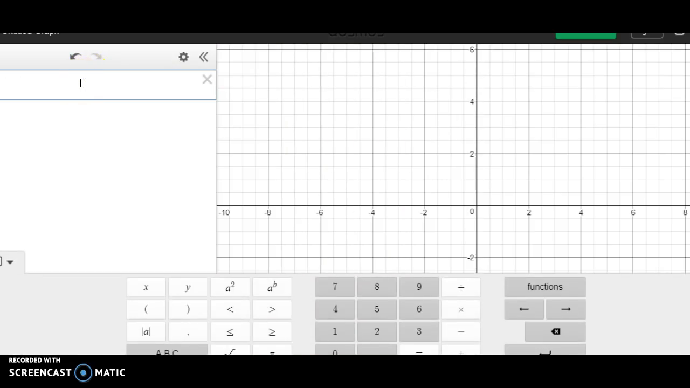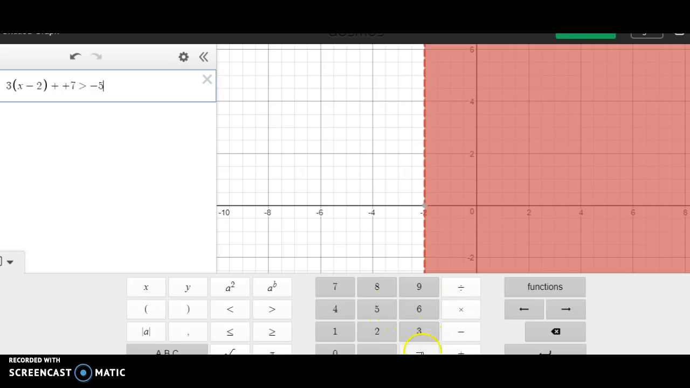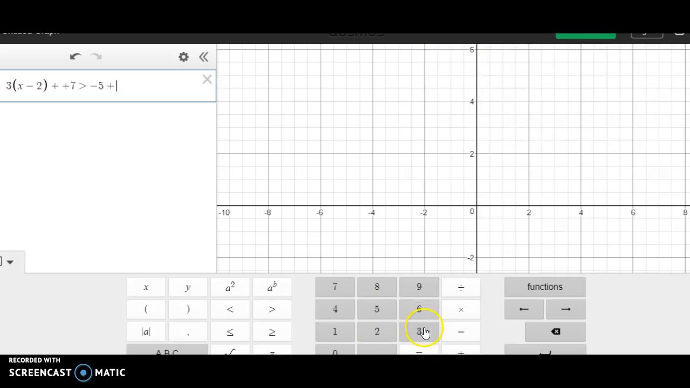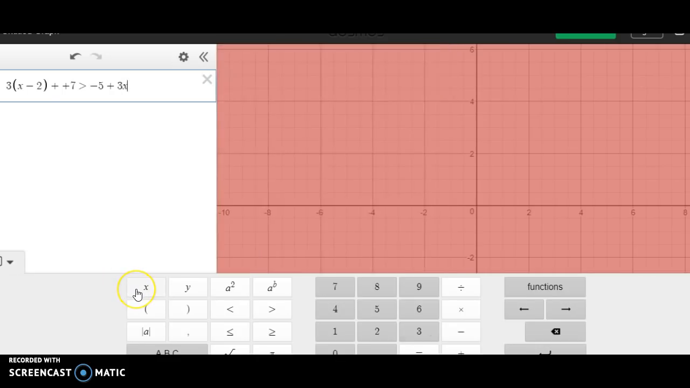So you're going to type in 3(x minus 2) plus 7 is greater than negative 5 plus 3x. Look at that. And if you scroll in and scroll out, zoom in, zoom out, you're going to get it that it's covered. So there's many solutions. Now let's look at one that has no solution.